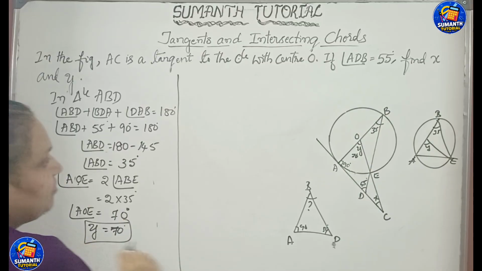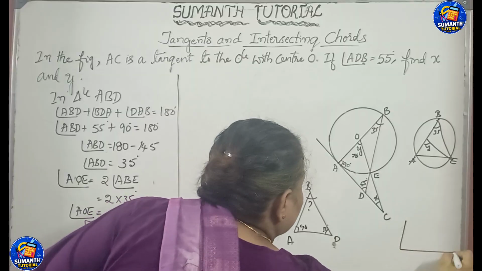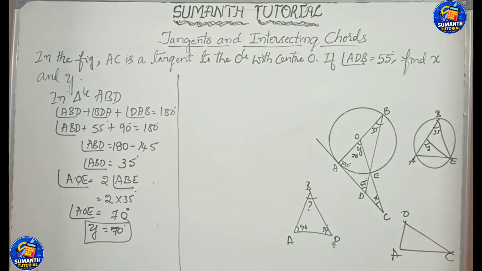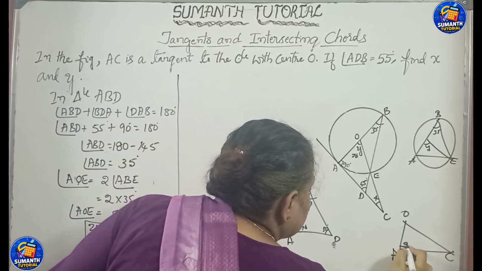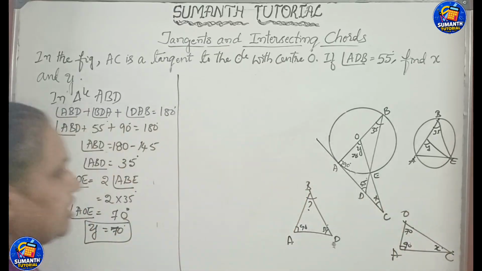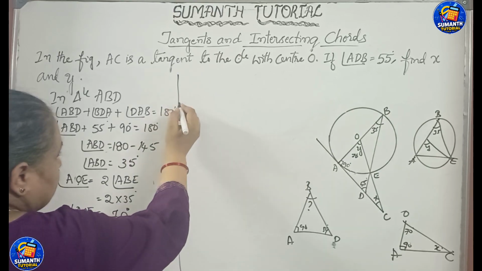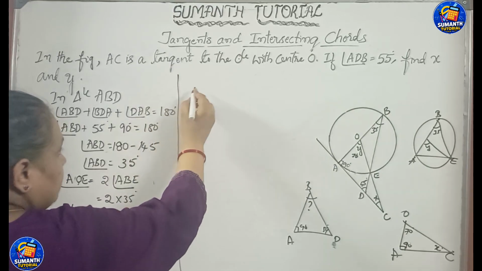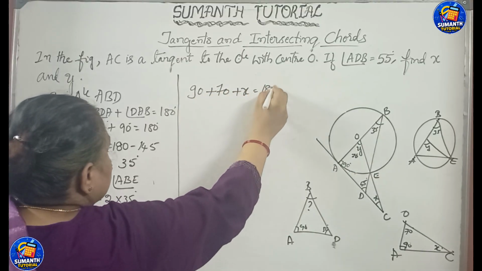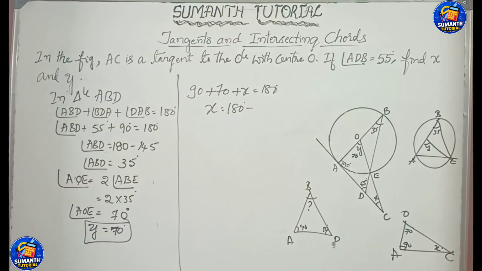Again see here children, as we look here, OAC is looking like a triangle again, and here at A it is 90 degree, at O it is 70 degree. So at C, nothing but x, we have to find. Again can we apply the same rule? So by the triangle property, directly I will write here children, 90 plus 70 plus x is equal to 180 degree. Therefore x is equal to 180 minus, what is 90 plus 70, which is equal to 160 degree.